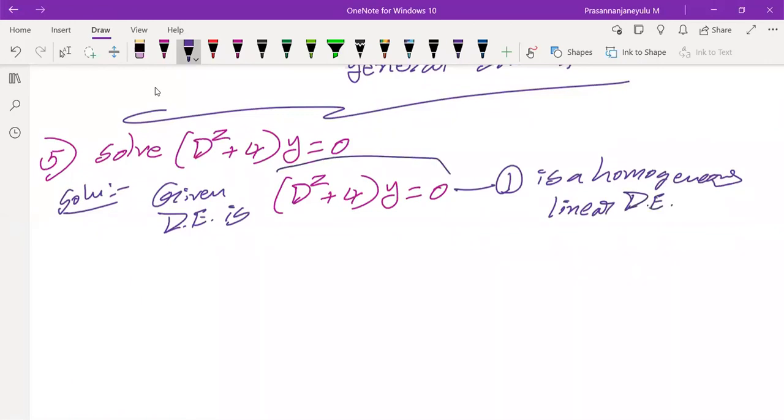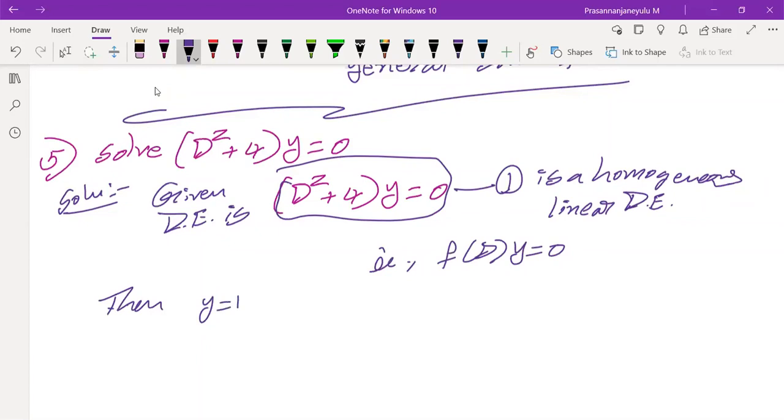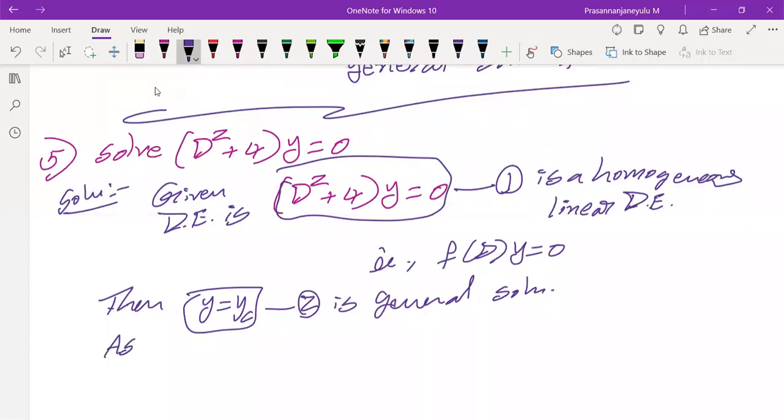Homogeneous linear differential equation. Now that is f of D of y equals 0 form. Now what is the general solution? Then y equals yc, taking it as equation number 1, is the general solution of the given differential equation. But here we need to find yc. For finding yc, consider the auxiliary equation.